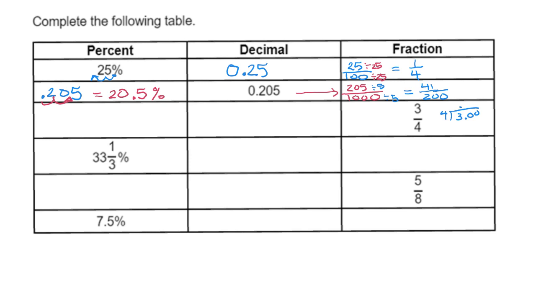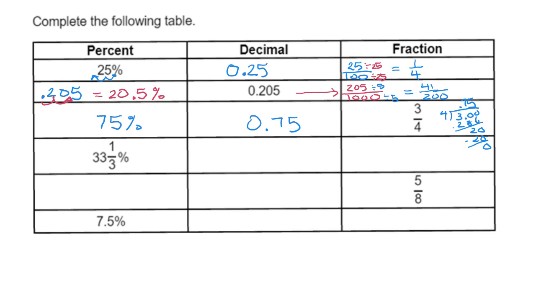4 goes into 3 zero times. 4 goes into 30 seven times. It gives me 28. Remainder of 2. Bring down my 0. So I can see that it's going to be 75 hundredths. Just by doing long division, my decimal form is going to be 75 hundredths. And once again, we know how to move that decimal 2 places to the right to get our percent. And that gives us 75%.